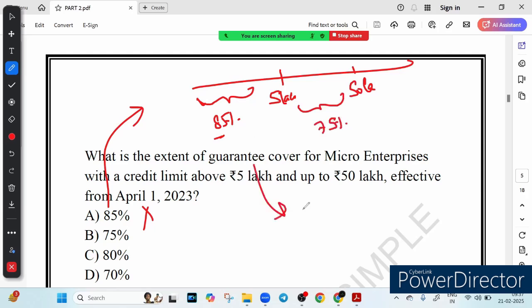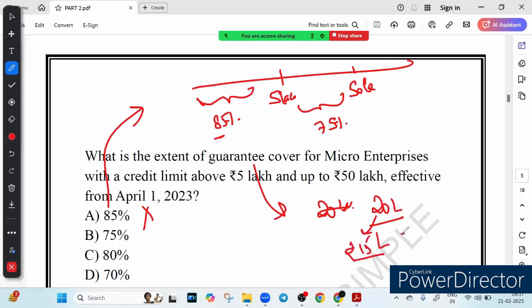Imagine if a micro business takes a loan of 20 lakh. मान लीजिए किसी बिजनेस ने 20 लाख का लोन लिया. If a micro business takes a loan of 20 lakh, now 75% of this amount, what will it be? 75% कितना होगा 20 लाख का? 15 lakh. So 15 lakh is covered under the guarantee scheme.